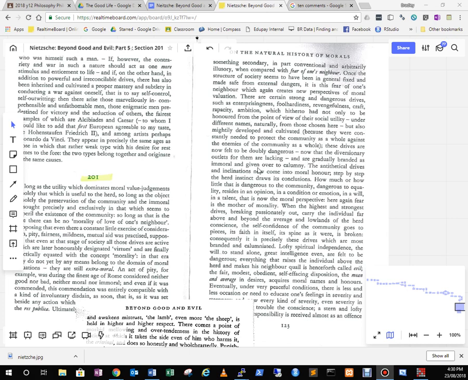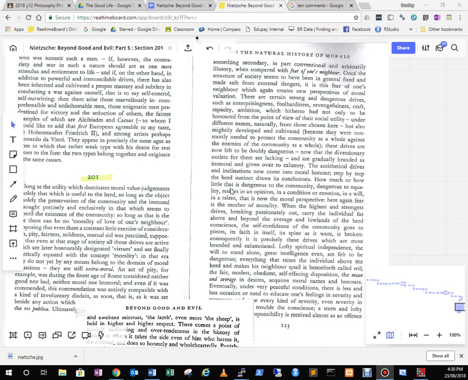And are gradually branded as immoral and given over to calumny, the antithetical, which means opposite. The antithetical drives of things he says up here: rapacity, ambition, enterprisingness, foolhardiness, revengefulness, craft. All right. The antithesis, the opposites of them. The antithetical drives and inclinations, so tendencies to behave a certain way, now come into moral honor. So now we celebrate their opposites. Okay. Step by step, the herd instinct draws its conclusions.